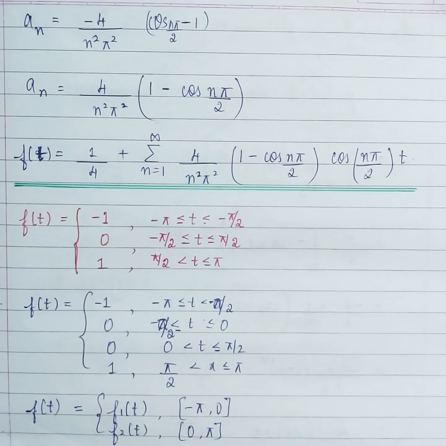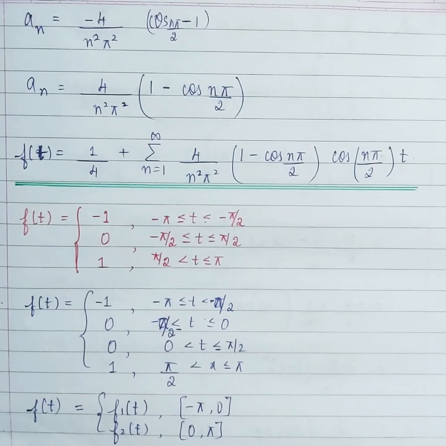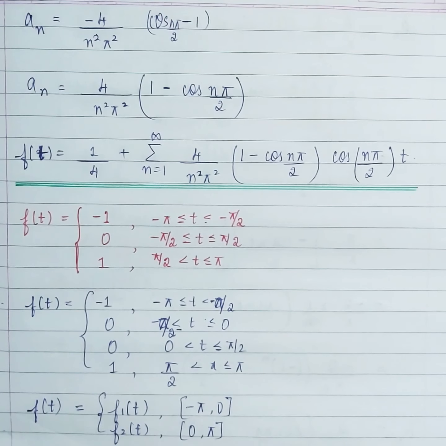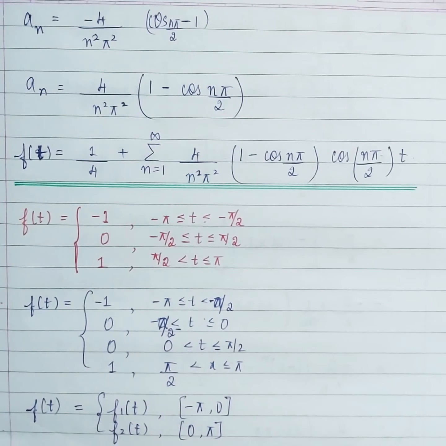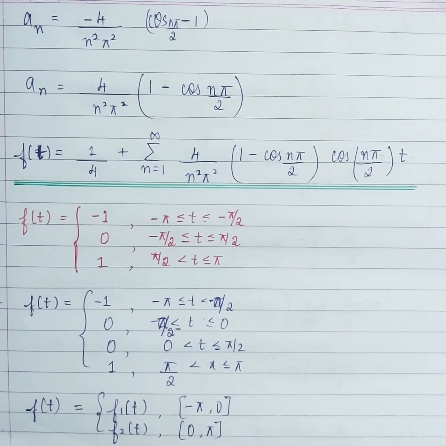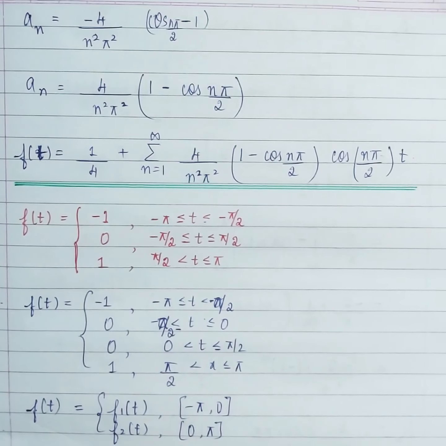Cos n pi by 2, we have to keep it as it is. Always cos n pi is minus 1 power n. So in this video, we have seen how to check even or odd function in a discontinuous interval where the function has more than 1 piece. That is, we have 4 intervals, f1, f2, f3 and f4, and how to check even or odd.